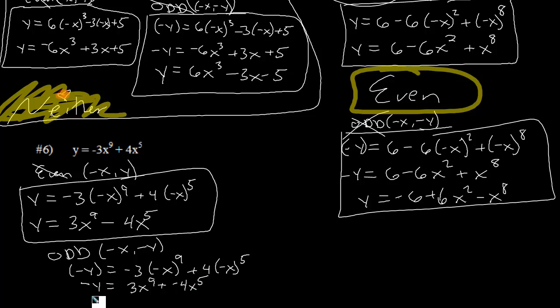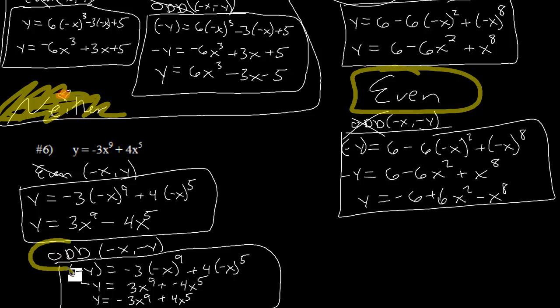To get y by itself, multiply each term by a negative 1, and you get y equals a negative 3x to the 9th plus 4x to the 5th. Same as the original. Therefore, this function is very, very odd. Funny, wasn't it?